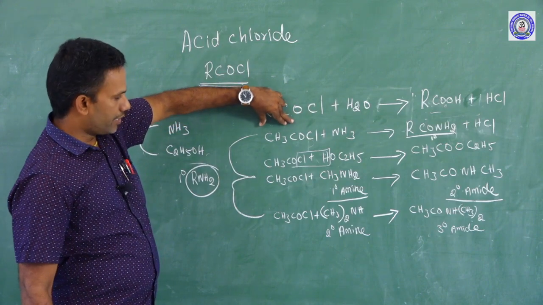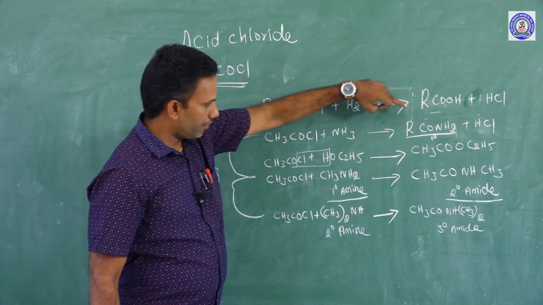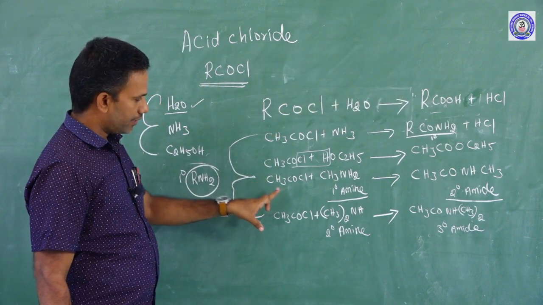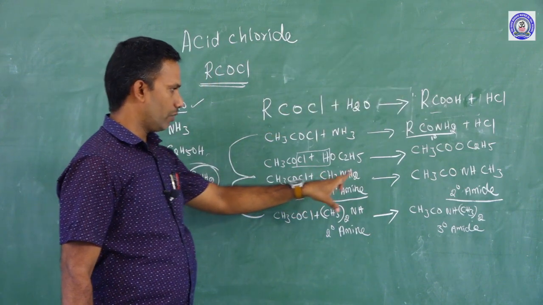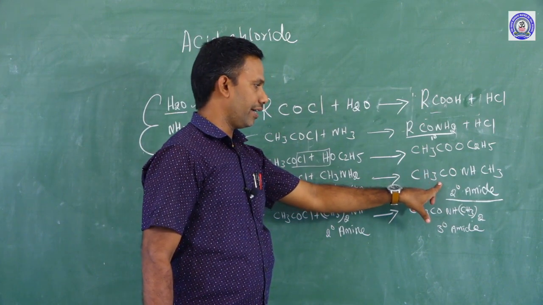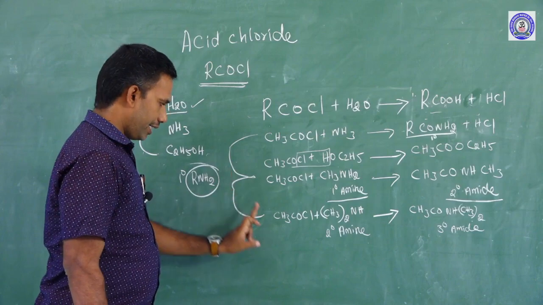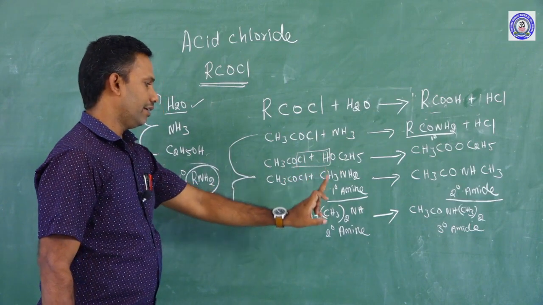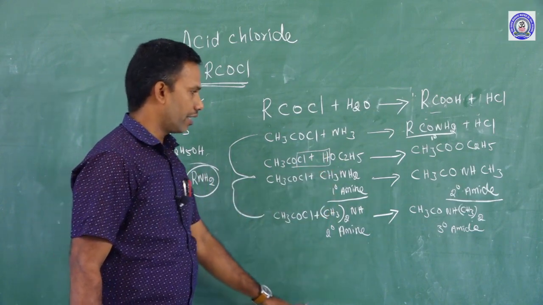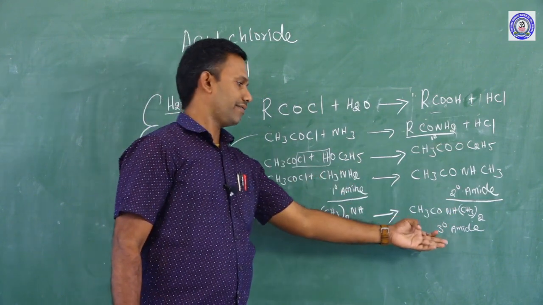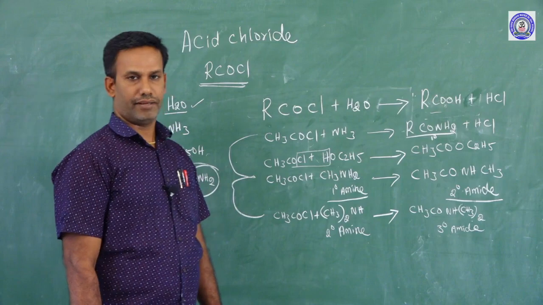When acetyl chloride is treated with ammonia, you get amide or primary amide. When acetyl chloride is treated with a primary amine, you get secondary amide or N-alkyl amide. When acetyl chloride is treated with a secondary amine, you get N,N-dialkyl amide, or otherwise we may say tertiary amide.